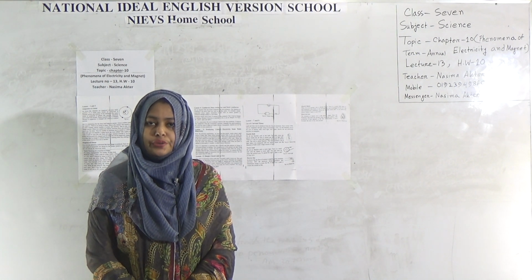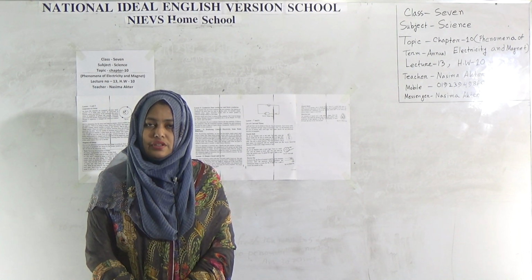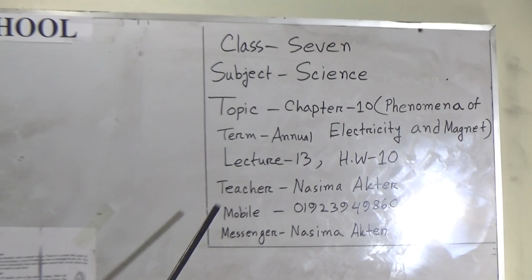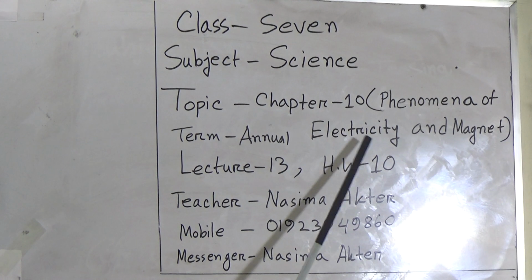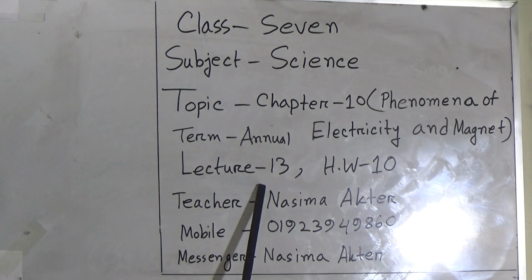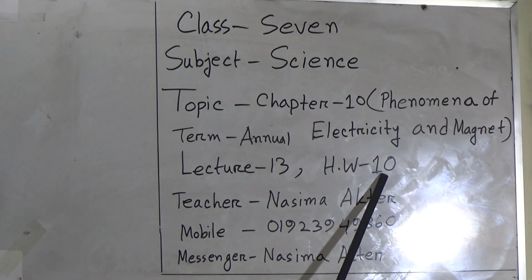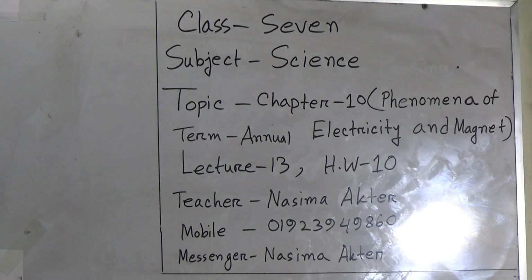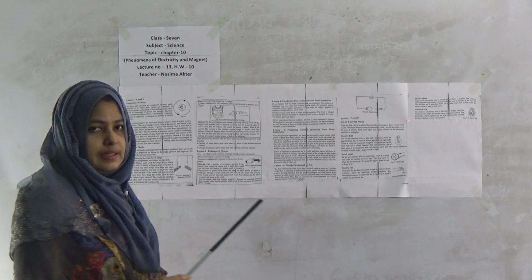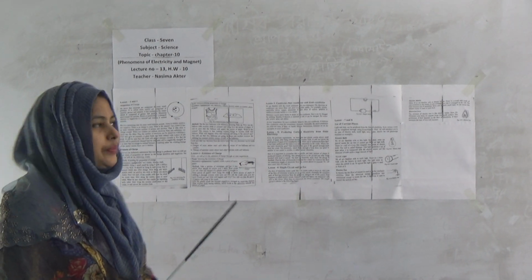Dear student, I am going to take a science class for class 7 students. Our today's topic is chapter 10 and the name of our chapter is Phenomena of Electricity and Magnet. Let's see today's topic. This is chapter 10, Phenomena of Electricity and Magnet, and this is lecture number 13 and I will give you SW. Our SW number will be 10 number SW. So dear student, we will discuss this chapter today. Let's start today's class.